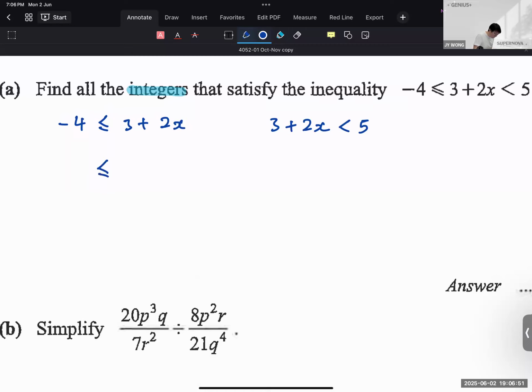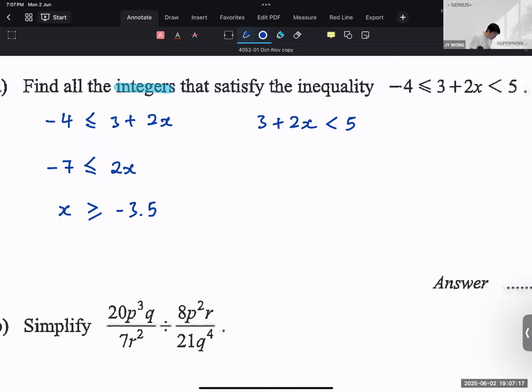You will get 2x is greater or equal to, bring over become -7, right? And therefore x is greater or equal to, divide by 2, you get -3.5. I leave it as a decimal or leave it as a mixed number. Don't leave it in this case as an improper fraction because they ask you to find integers, right? So if you leave it as an improper fraction, very hard to see what the integer value is. Then on the other side, you will have 2x is less than 3 over, bring over become 2. So therefore x is less than 1.